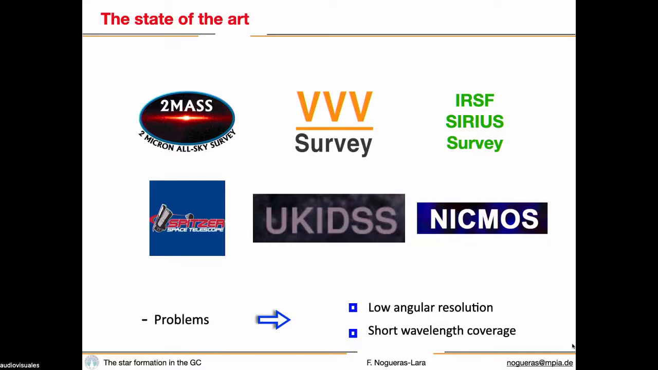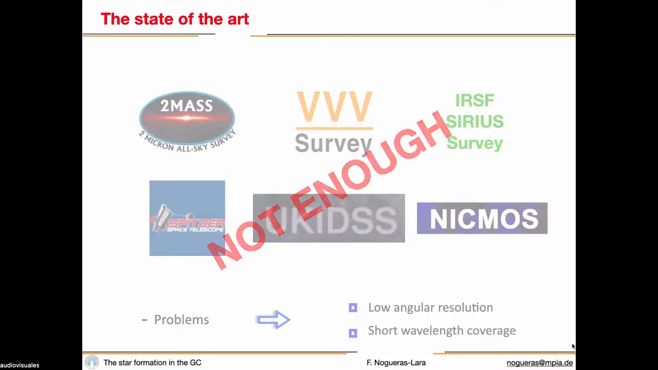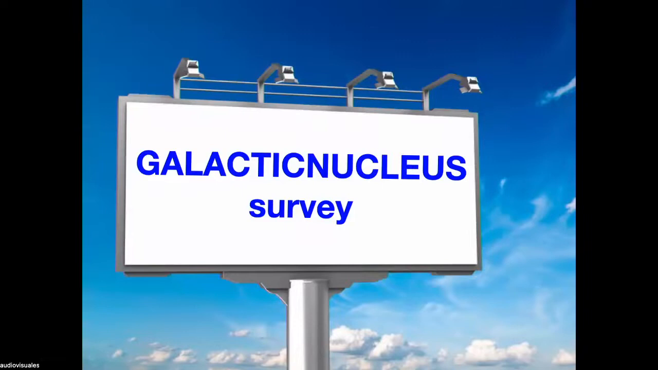So we need to have several bands in order to try to infer the properties of the stars that we are looking at there. So this is clearly not enough. But the thing is that we have the Galactic Nucleus Survey. The PI is Rainer Schödel, and we published the survey in 2019, 3 years ago. And with this, we can really improve the state of the art.